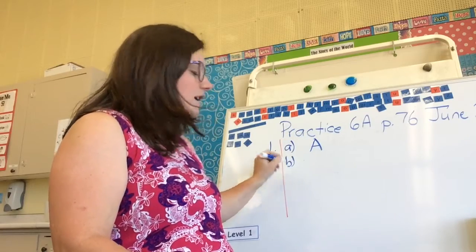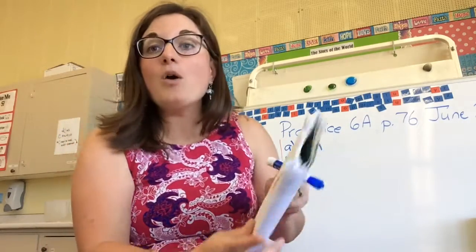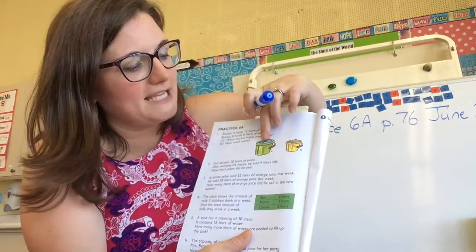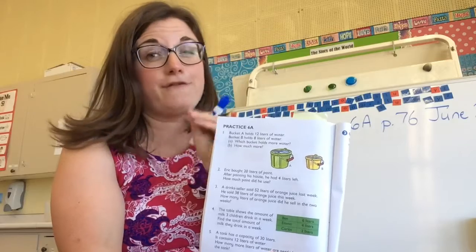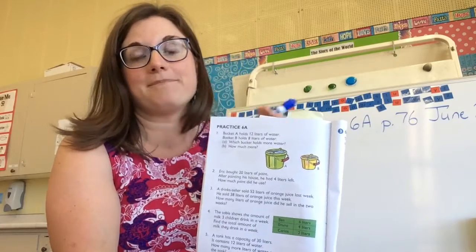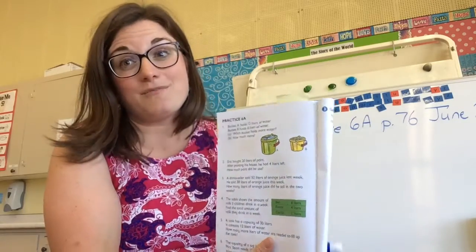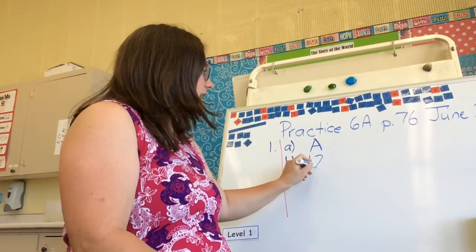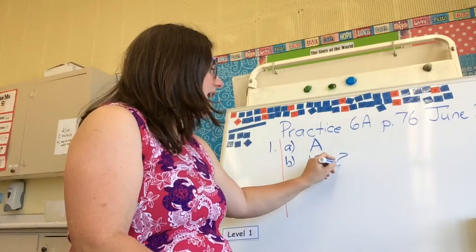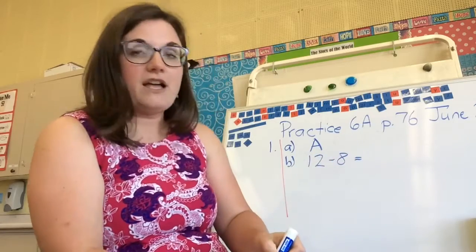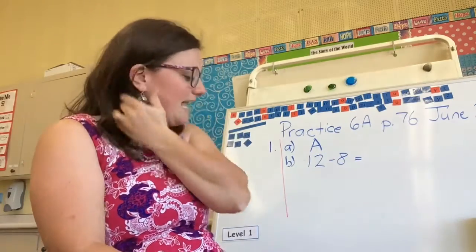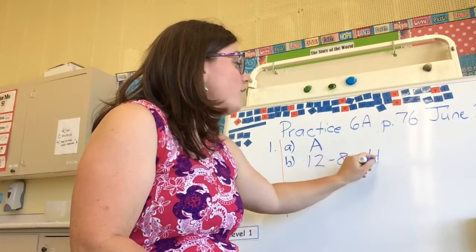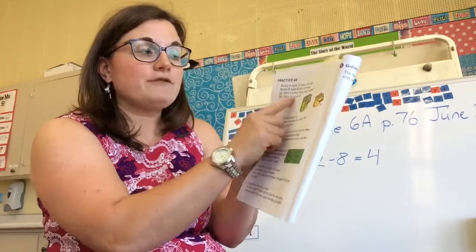Now I'm going to do part B. It says, how much more? How much more does bucket A hold than B? Am I finding a total or am I comparing them? I'm comparing them, which means I'm going to subtract. So I'm going to take 12 and I'm going to take away 8. Okay, so if I have 12 and I take away 8, what do I have left? I have 4. Now I have to write a sentence.